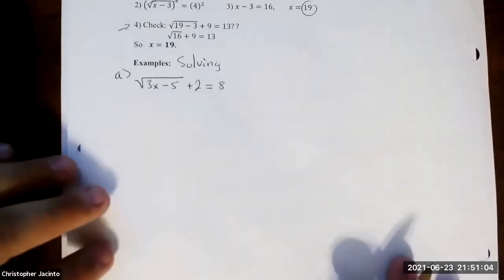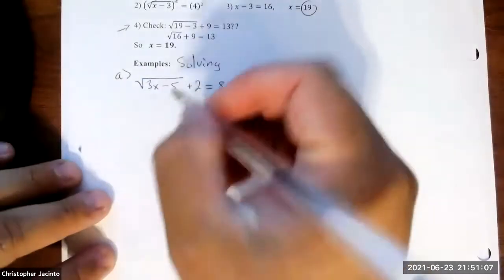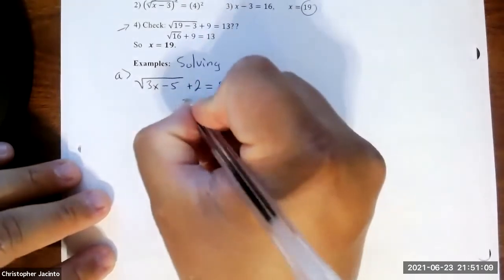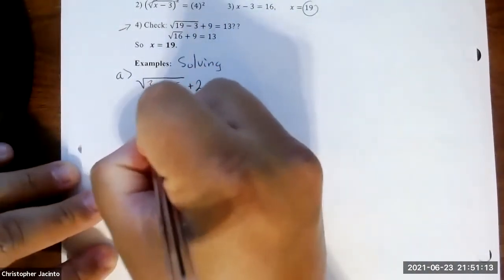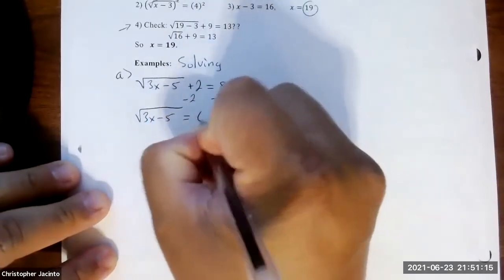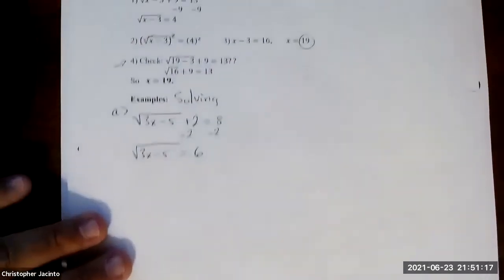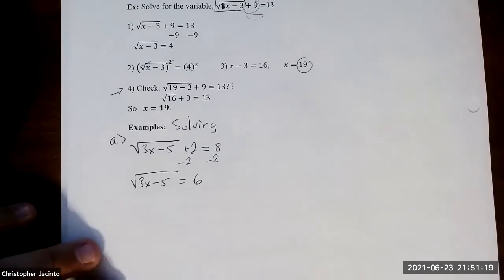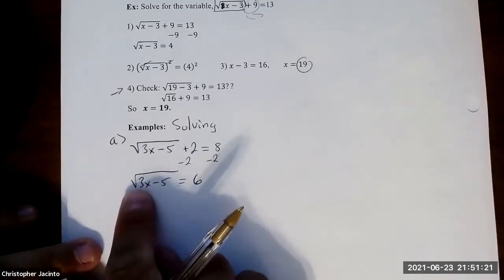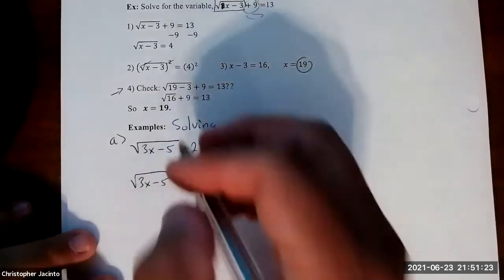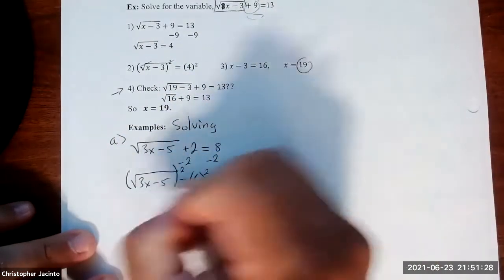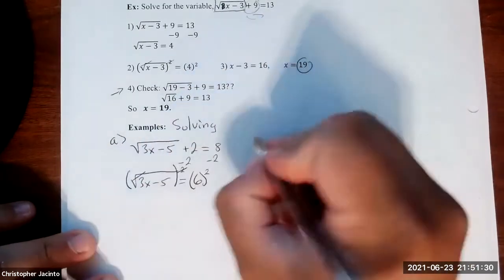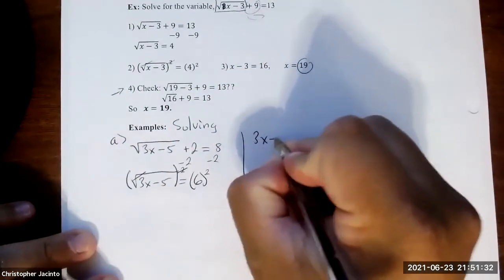So same scenario as above. We want to isolate the radical, meaning we're just going to get rid of this first. So minus 2, minus 2. That gives us 6. So if we just mimic what we did on top, we isolate it. Now we go on to step 2, which is to square both sides. These cancel, and we're just left with everything on the inside.